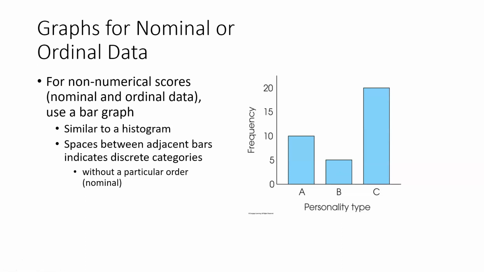Think back to the graph that I showed you before about how people heard about or were prompted to visit the store. A radio ad, a newspaper ad, banners, etc. Those were categories separate and distinct from each other, and they could be reordered in any particular order because one isn't higher or lower, better or worse than another.